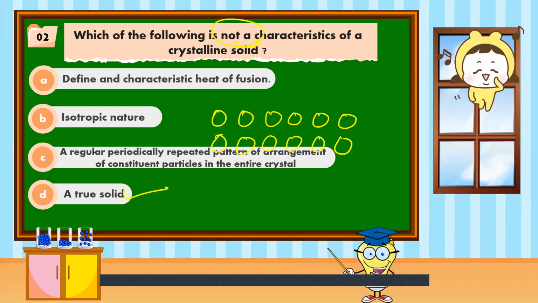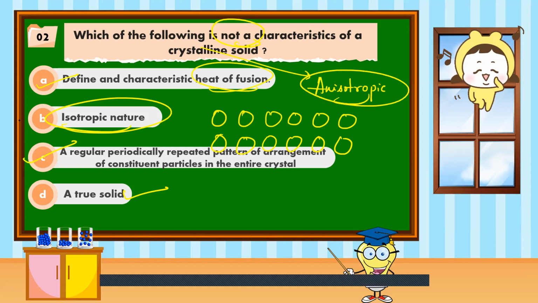These are true solids, correct, with a regular periodically repeated pattern of arrangement throughout the crystal, and they have definite properties like a refractive index. They have a certain heat of fusion, certain melting and boiling points, and they have different properties in different directions. Crystalline solids have different properties in different directions. We call that nature anisotropic. What is the nature? Anisotropic. So here they give isotropic. This is the wrong statement. Let's see the next question.